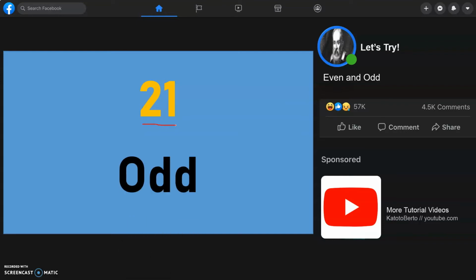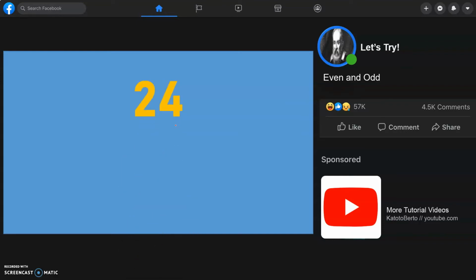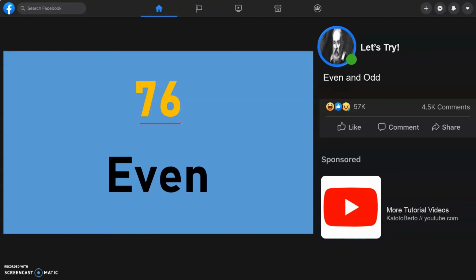How about 21? Do you think 21 is divisible by 2? No. So it means that it is an odd number. How about 24? Do you think 24 is divisible by 2? Yes, so it means that it is an even number. How about 76? Do you think 76 is divisible by 2? Yes, so it means that it is also an even number.